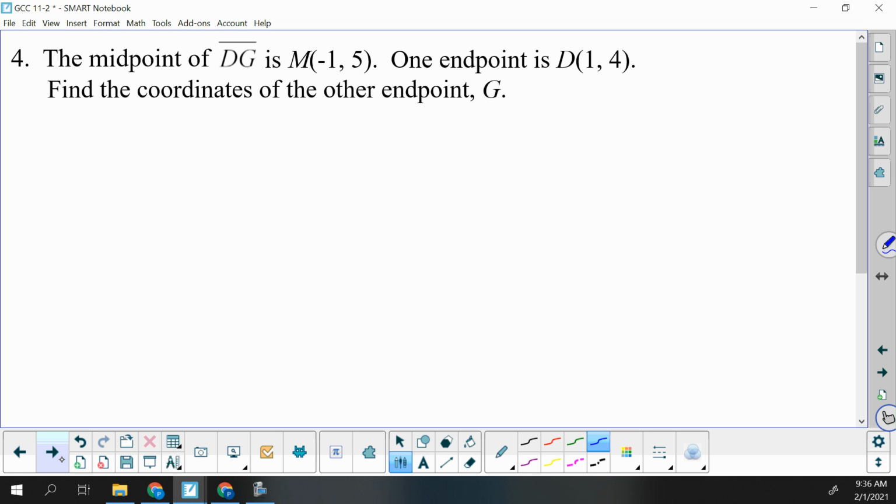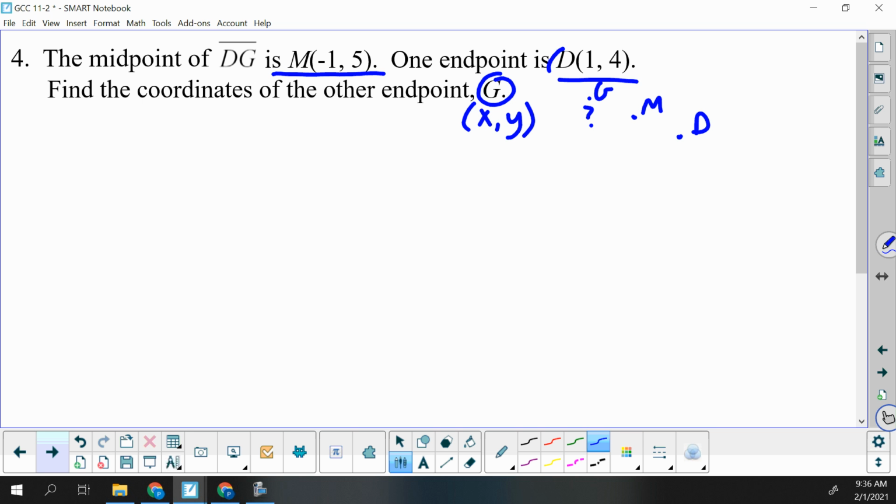All right, so now we're going to get a little bit harder. They give us the midpoint and only one endpoint. So let's imagine that this is our point D. Here's M, our midpoint. So G must be up here. We don't know its coordinates, so let's call it XY.